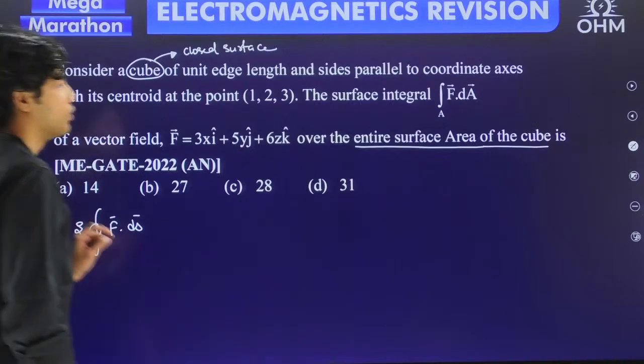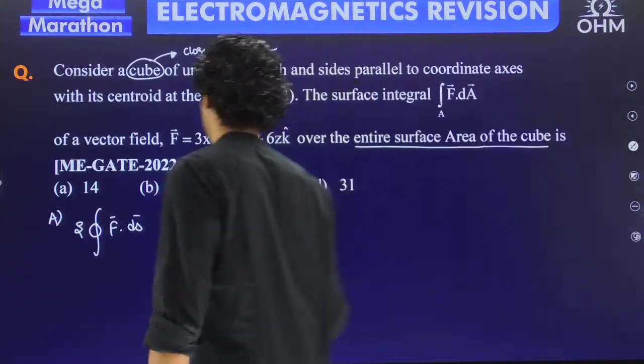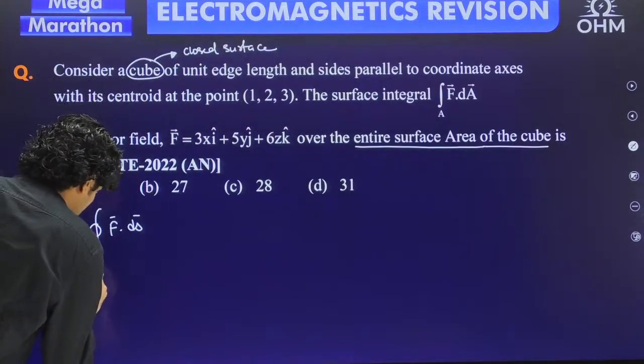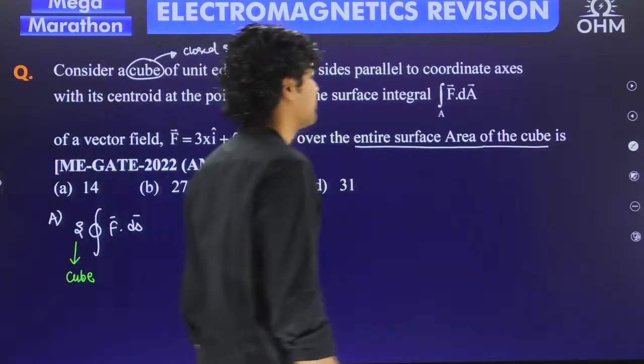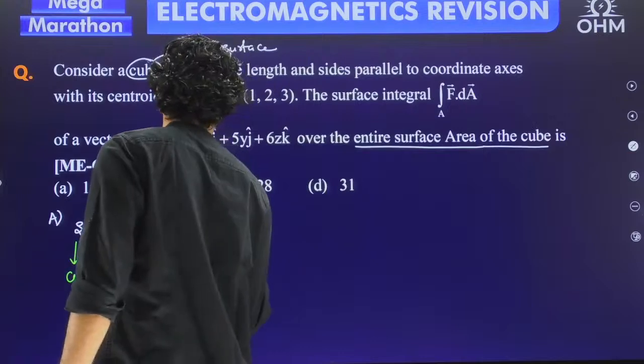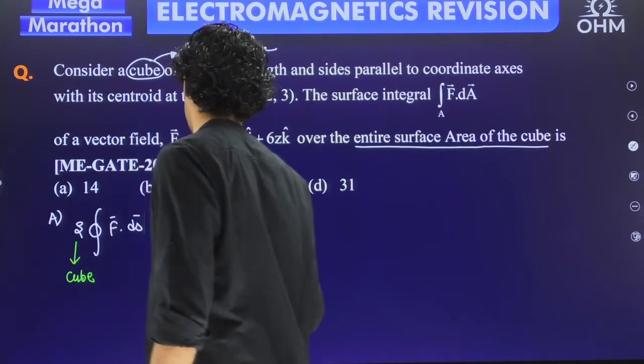And what is this closed surface S known as? This closed surface S is known as the cube. So this is basically the so-called cube. Okay. So now please do the calculation. Again, I see closed surface integration, so I can apply the divergence theorem.